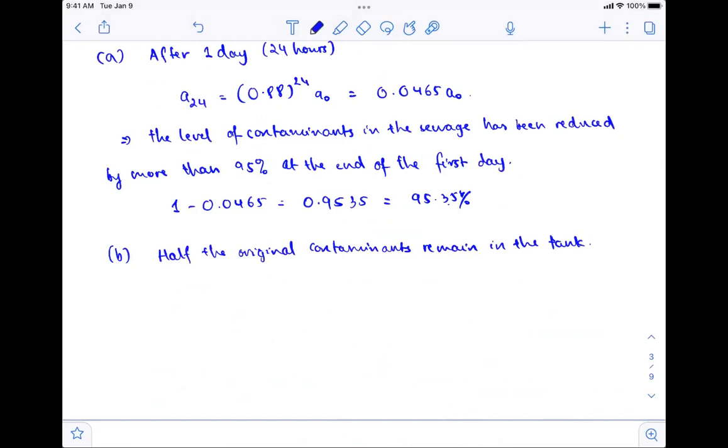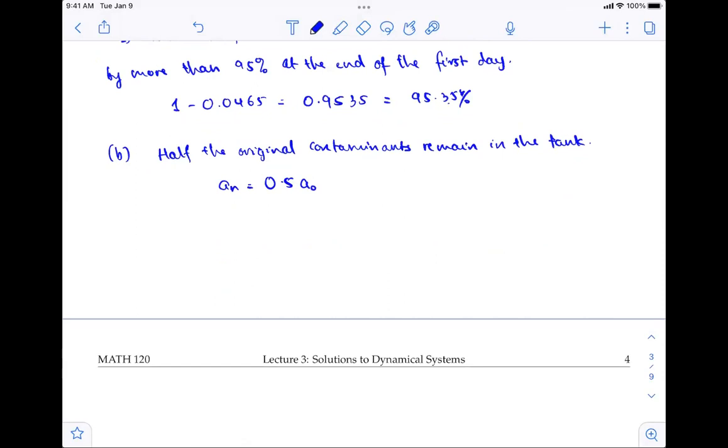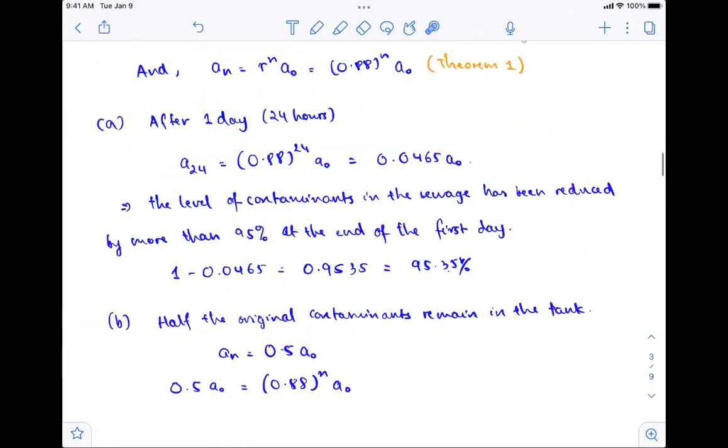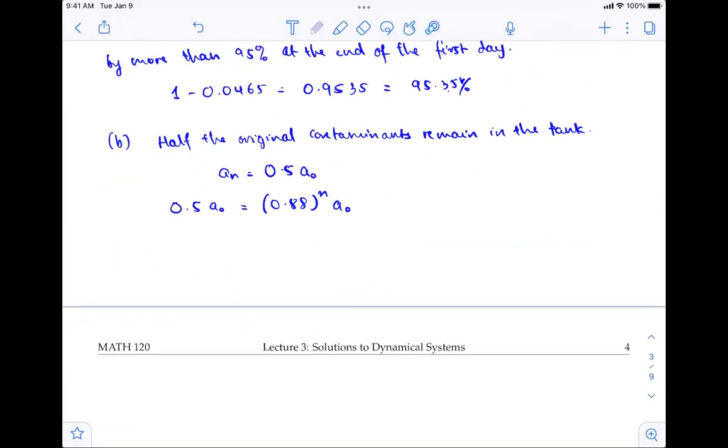So I don't know the exact value of n, but I know that after a certain n hours, a sub n is going to be equal to 0.5 a sub 0, right? So therefore, you can substitute this and set this equal to 0.88 raised to the n power times a sub 0. So you substitute this into the model that we came up with, and then you can cancel a sub 0 on both sides of the equation.